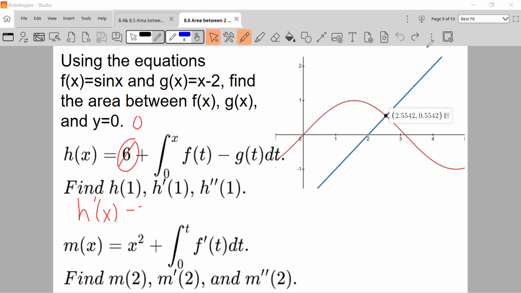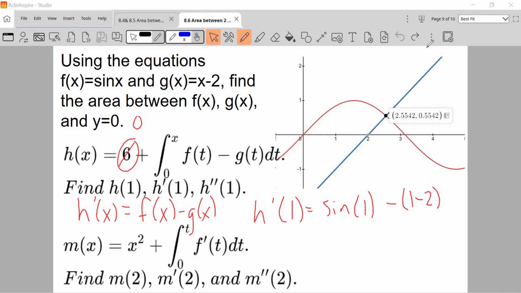So with the bound being x, all we have to do here is make this just f of x minus g of x, which means h prime of 1 is just equal to f of 1, which is sine of 1, minus g of 1, which is 1 minus 2, or negative 1. So final answer, sine of 1 plus 1. And again, this is just f of 1 minus g of 1. And that's all we got to do.